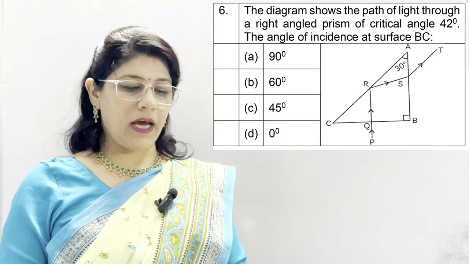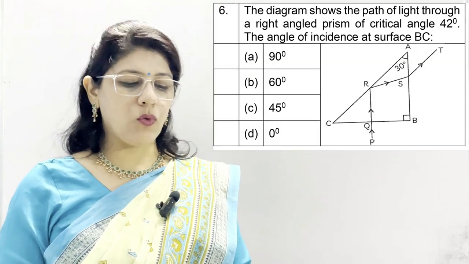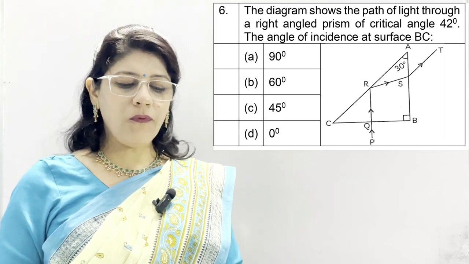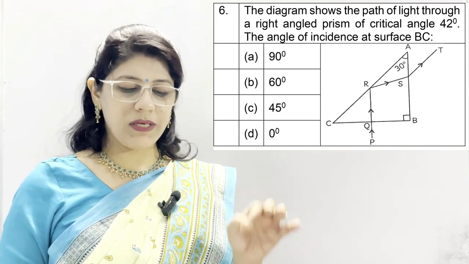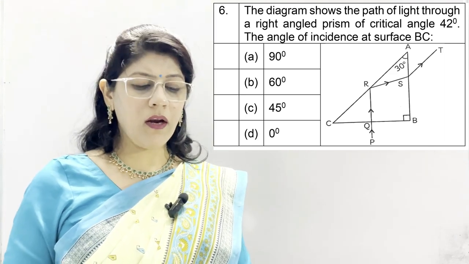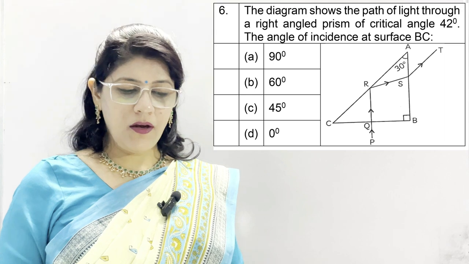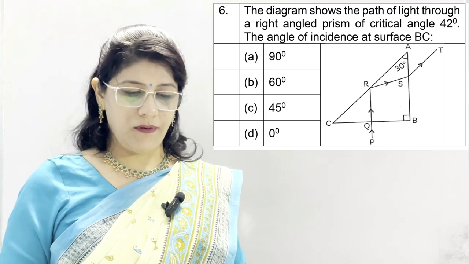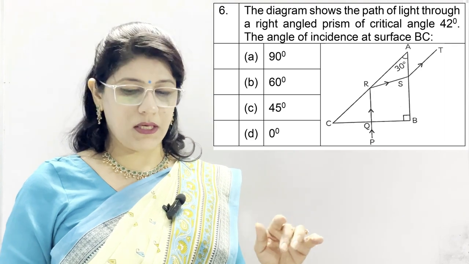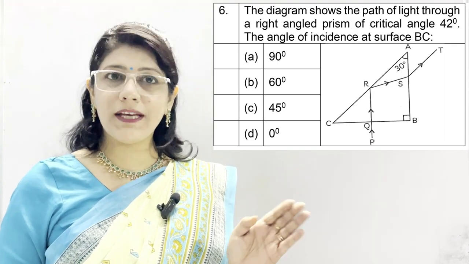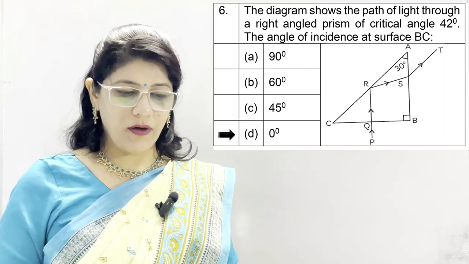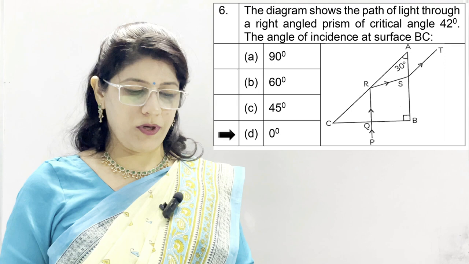Question number 6. The diagram shows the path of light through a right-angled prism of critical angle 42 degrees. The angle of incidence at surface BC. BC is the base of the triangle. Options given are 90 degrees, 60 degrees, 45 degrees and 0 degrees. Because light is incident normally on the surface BC, it means the angle which the incident ray makes with the normal is 0 degrees. So here the correct option is D, 0 degrees.